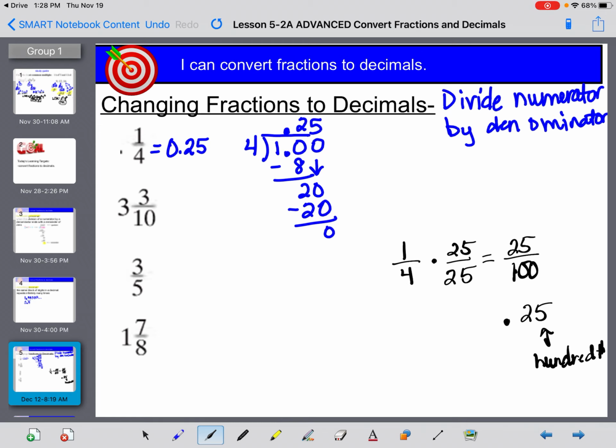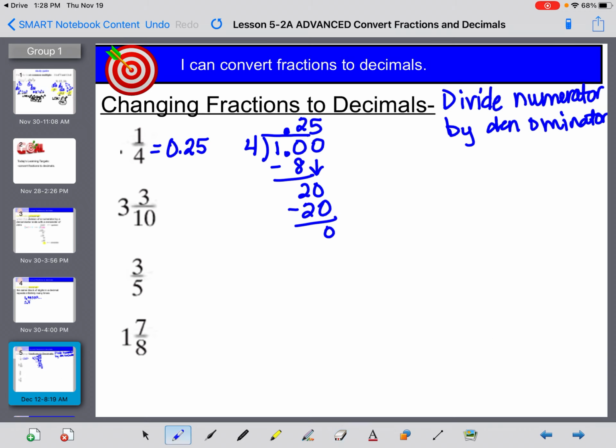3 3/10 is my next problem. Now, when you're multiplying, you don't multiply the whole number. You only focus on the fraction. 3 divided by 10. 10 goes into 3, it doesn't. 10 goes into 30 3 times. And I get 3/10. But don't forget about the 3 over here. So I get 3 3/10.